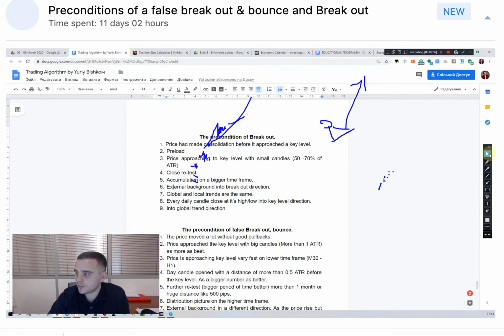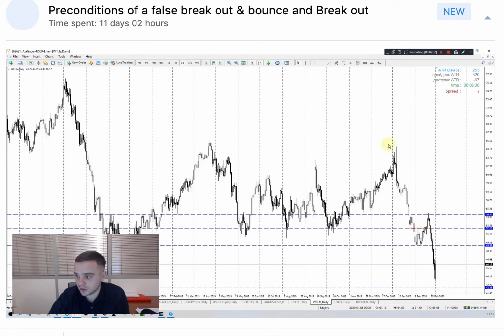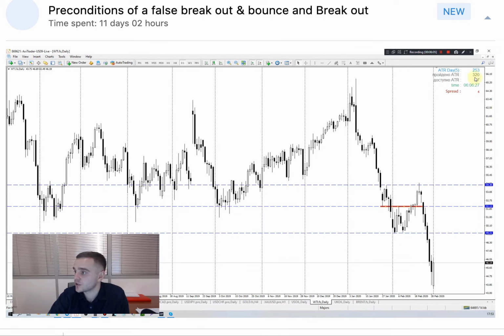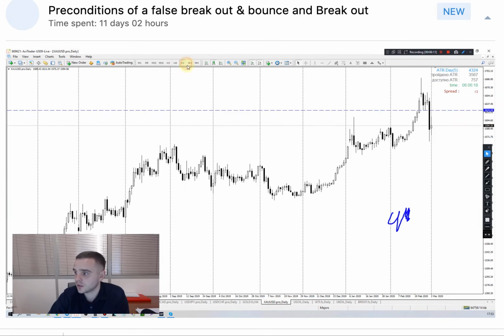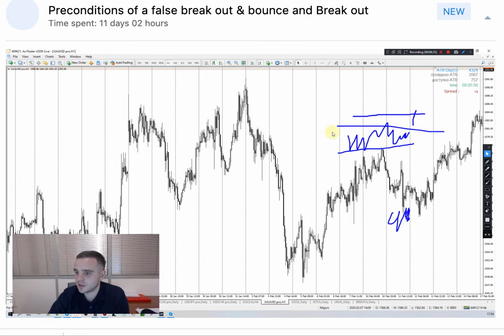Accumulation on a bigger time frame. It's also a powerful picture. Why? Because, friends, when you see something like this, accumulation on the bigger picture, what does it mean? That means big players have accumulated a huge amount of volume, like here, and after that there could be a powerful uprise without any pullback, like here. Just imagine here. Also the same stuff here. The same stuff you can see here.